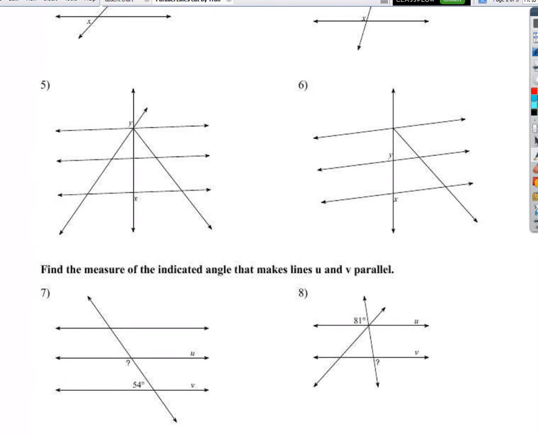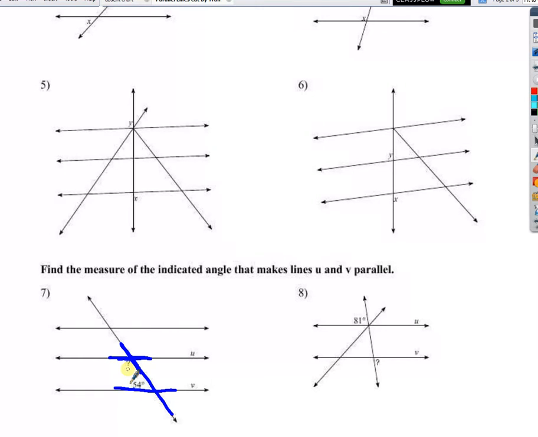Alright, so what we're going to do is, it says find the measure of the indicated angle that makes lines U and V parallel. What does that mean? I want U and V to be parallel, so what angle does this have to be? The way we do this is first we need to find those angles here and darken in the lines that make them. Go ahead and take this transversal and darken it all the way over there. Darken in this right here. So we want to darken in the transversal and the two lines that form the two angles.